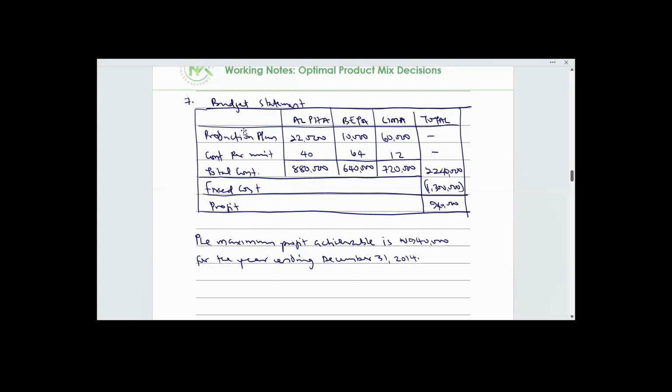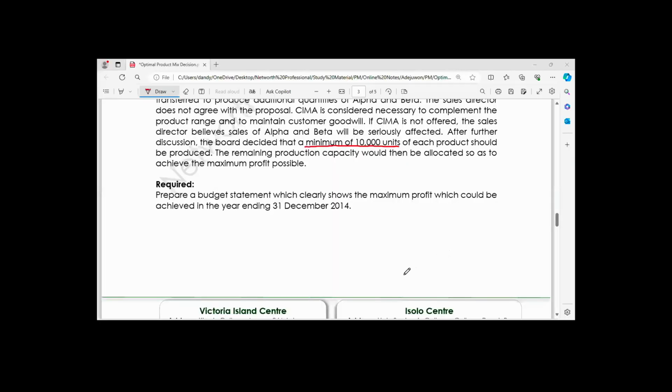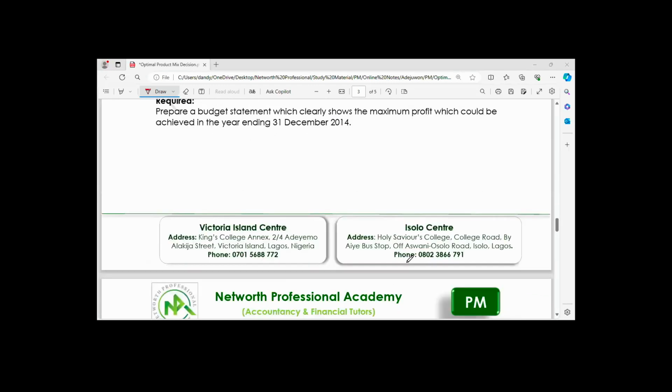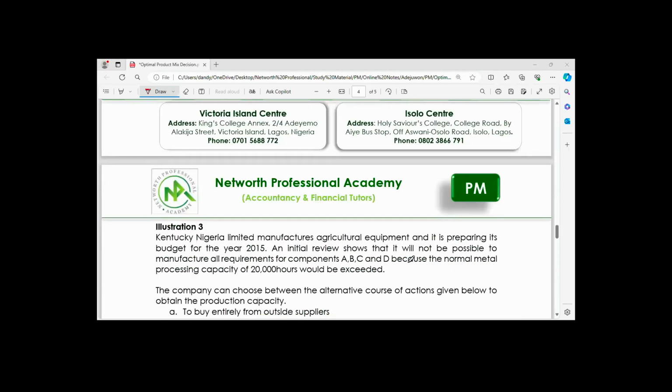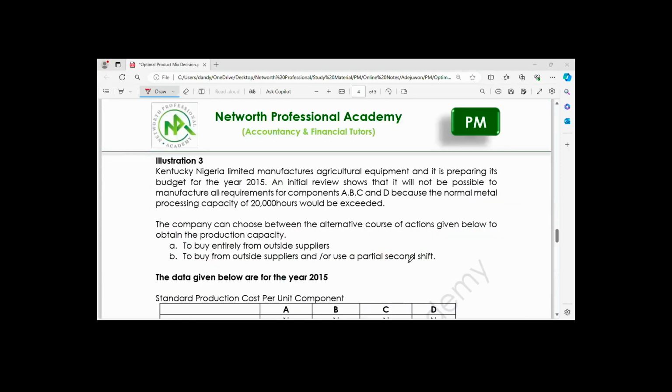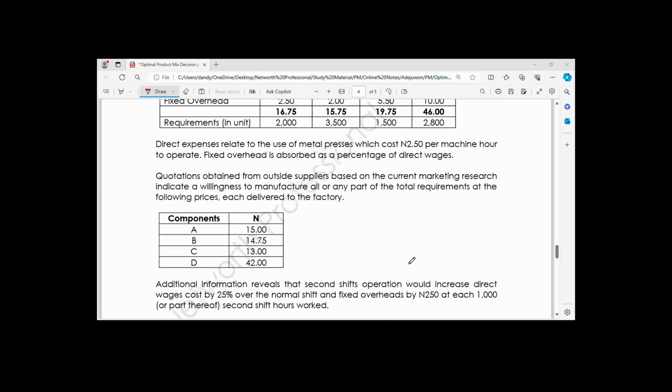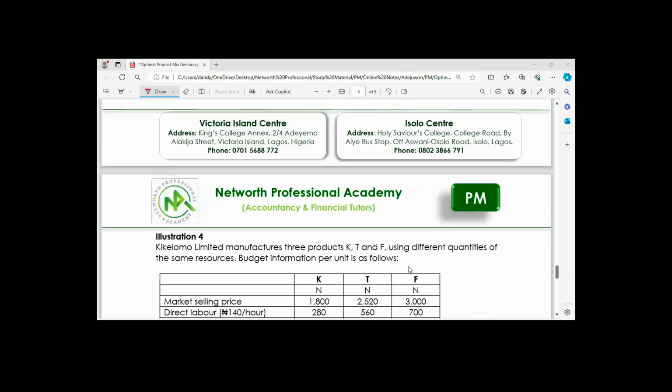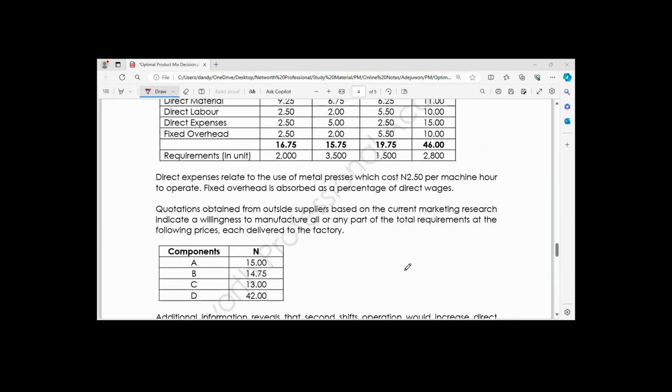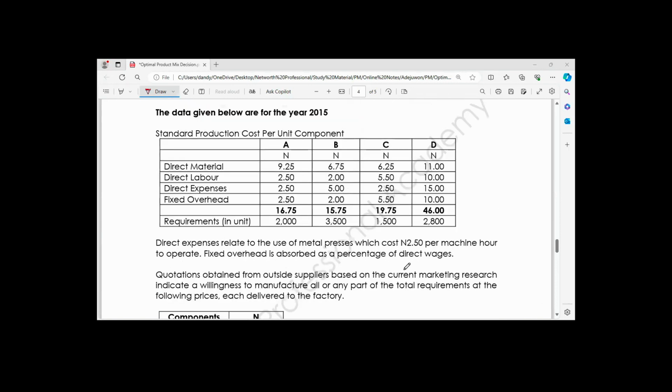All right. So let's have one more illustration, please. Now, we have two more illustrations. So let's solve an additional one where you have make or buy. Let me see if this is the one. Yes, here we have suppliers' quotation. Okay.